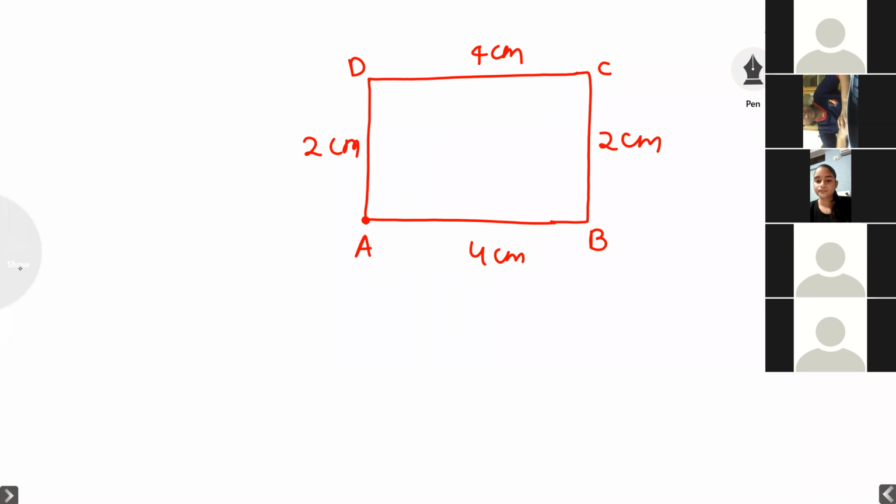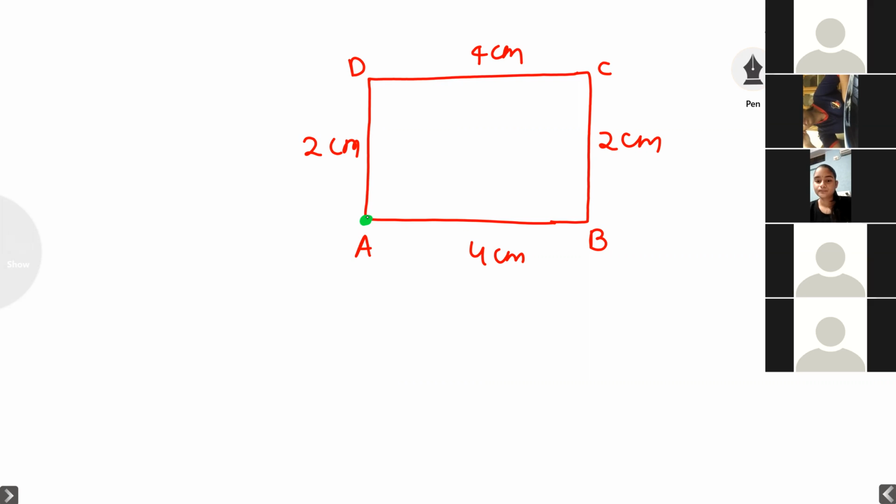If I want to calculate the perimeter of any geometrical figure, firstly I take one point. From that point, we can go either clockwise or anti-clockwise. Suppose I have taken this point A and I want to go clockwise. Clockwise means AD, DC, CB and BA.